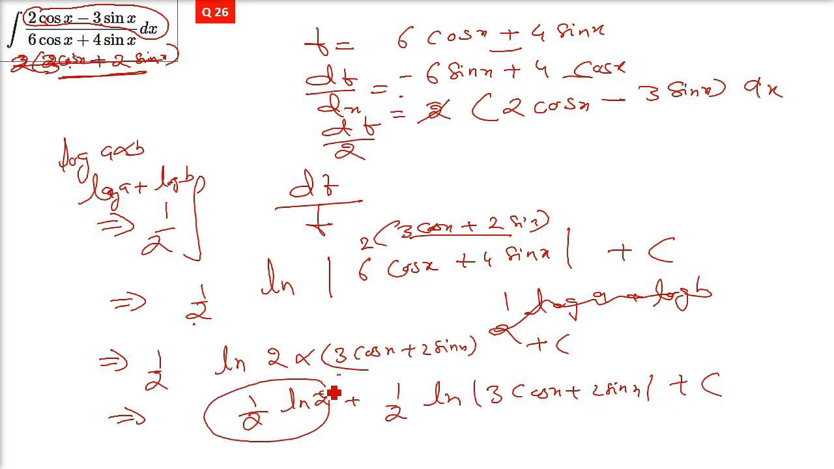And what about half ln 2? It's a constant. You can just add it with the final constant. Ln 2 by 2 is a constant, so you can just add it with the constant. So the final result is half ln of 3 cos x plus 2 sin x plus the constant of integration. So if you take t as 3 cos x plus 2 sin x, this step which is log a plus log b, you can bypass.